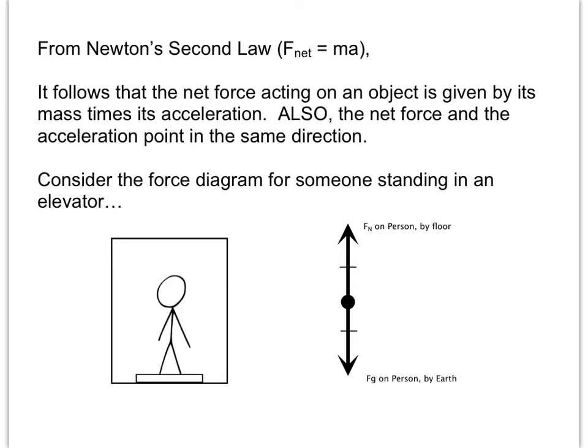So coming off the lab, we have Newton's second law, which states that the net force acting on an object is equal to its mass times its acceleration. So it follows that the net force acting on an object is given by its mass times its acceleration, and the net force of the object points in the same direction.